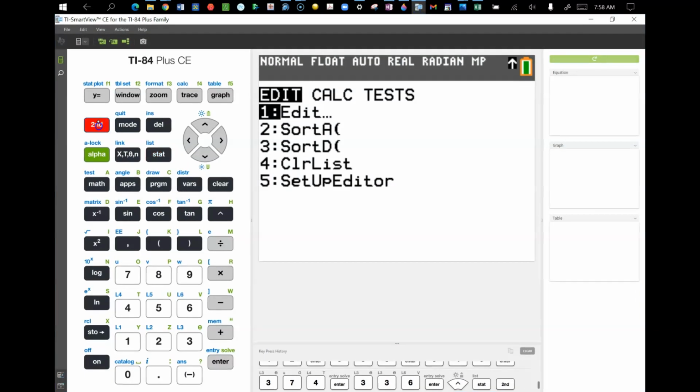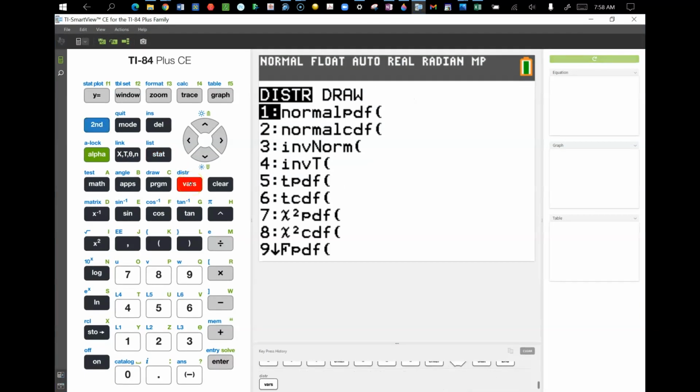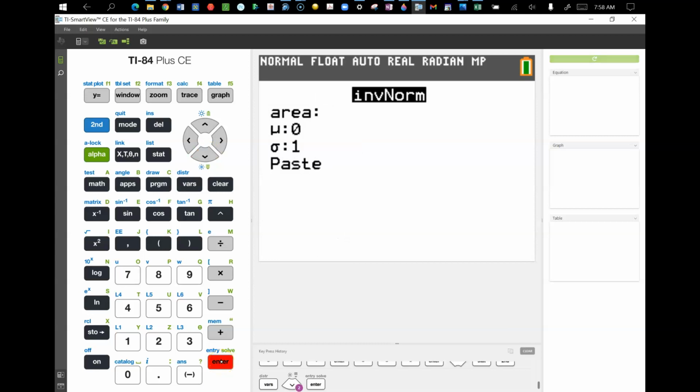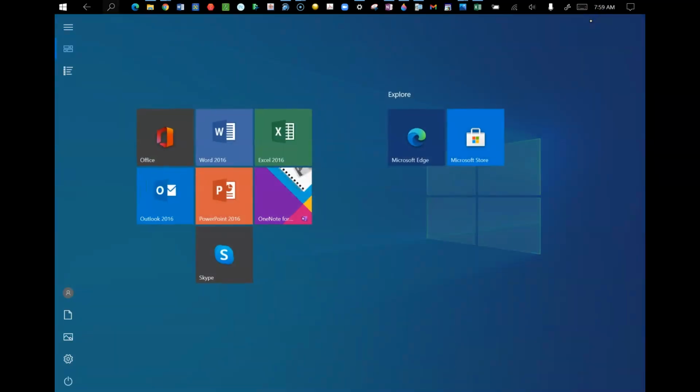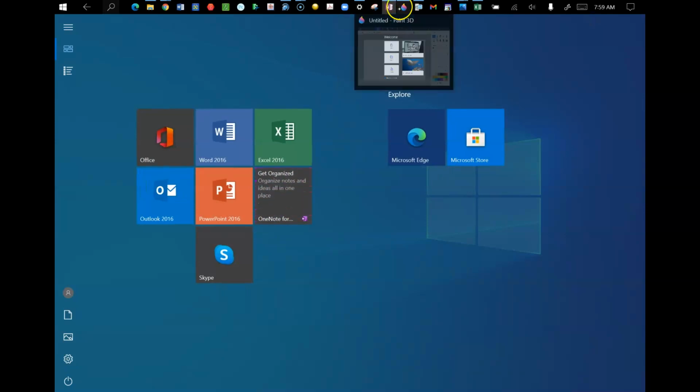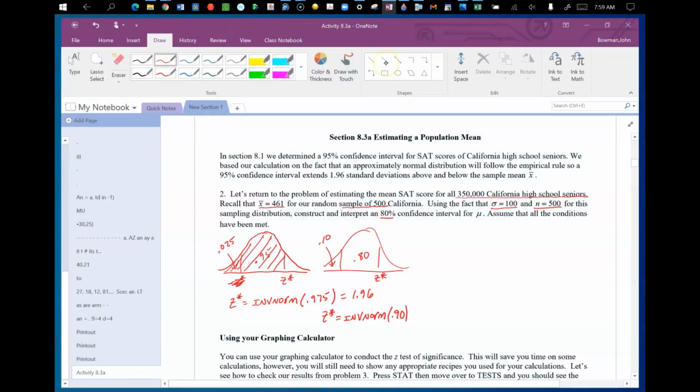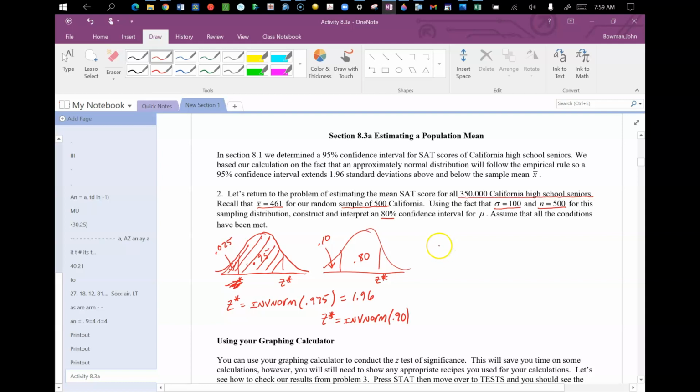And if you do that on your calculator, the way you do that is the following. You hit second and the distribution, and you go to inverse norm, and you tell it the area, so 0.90. Leave the mean and the standard deviation at 0 and 1 respectively, because that's for z-scores. We get a critical value of 1.28. So we need to go 1.28 standard deviations in each direction for our 80% confidence interval.